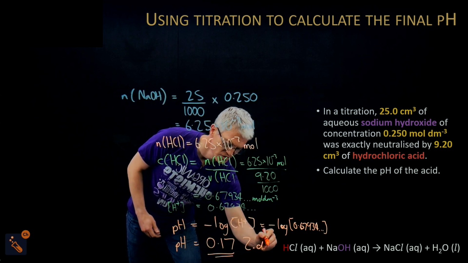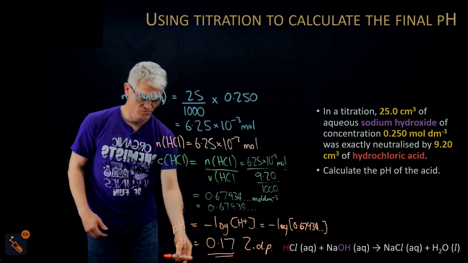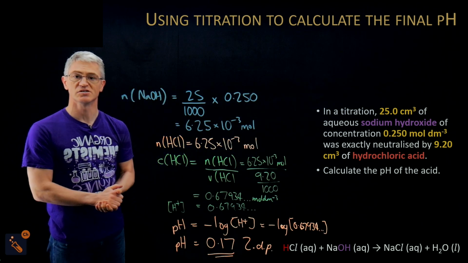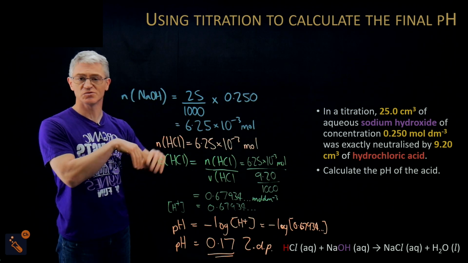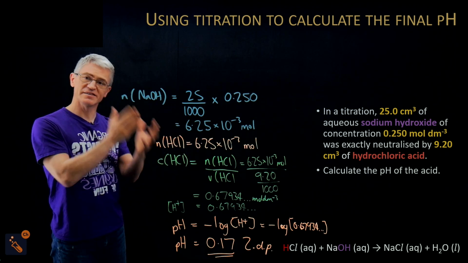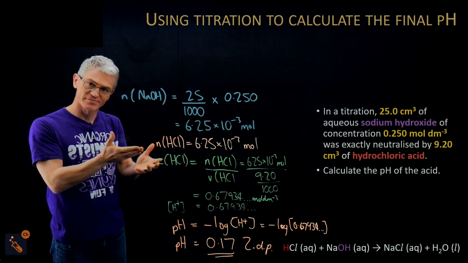Remember, to 2dP. Can't say that enough. All pHs should be to 2dP. So we have got a titration where you want to know the pH of the original acid, and that is how you do it. Enjoy.